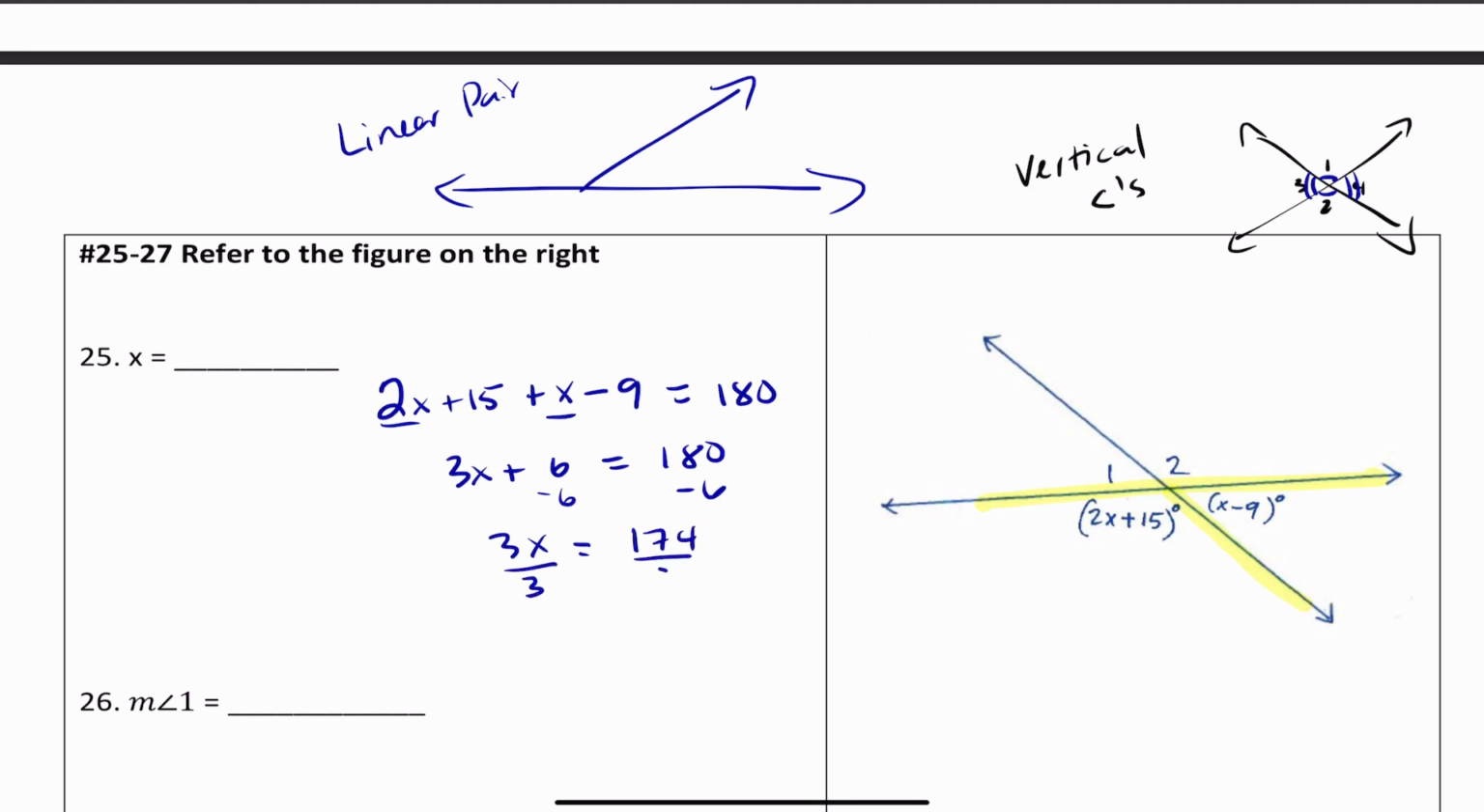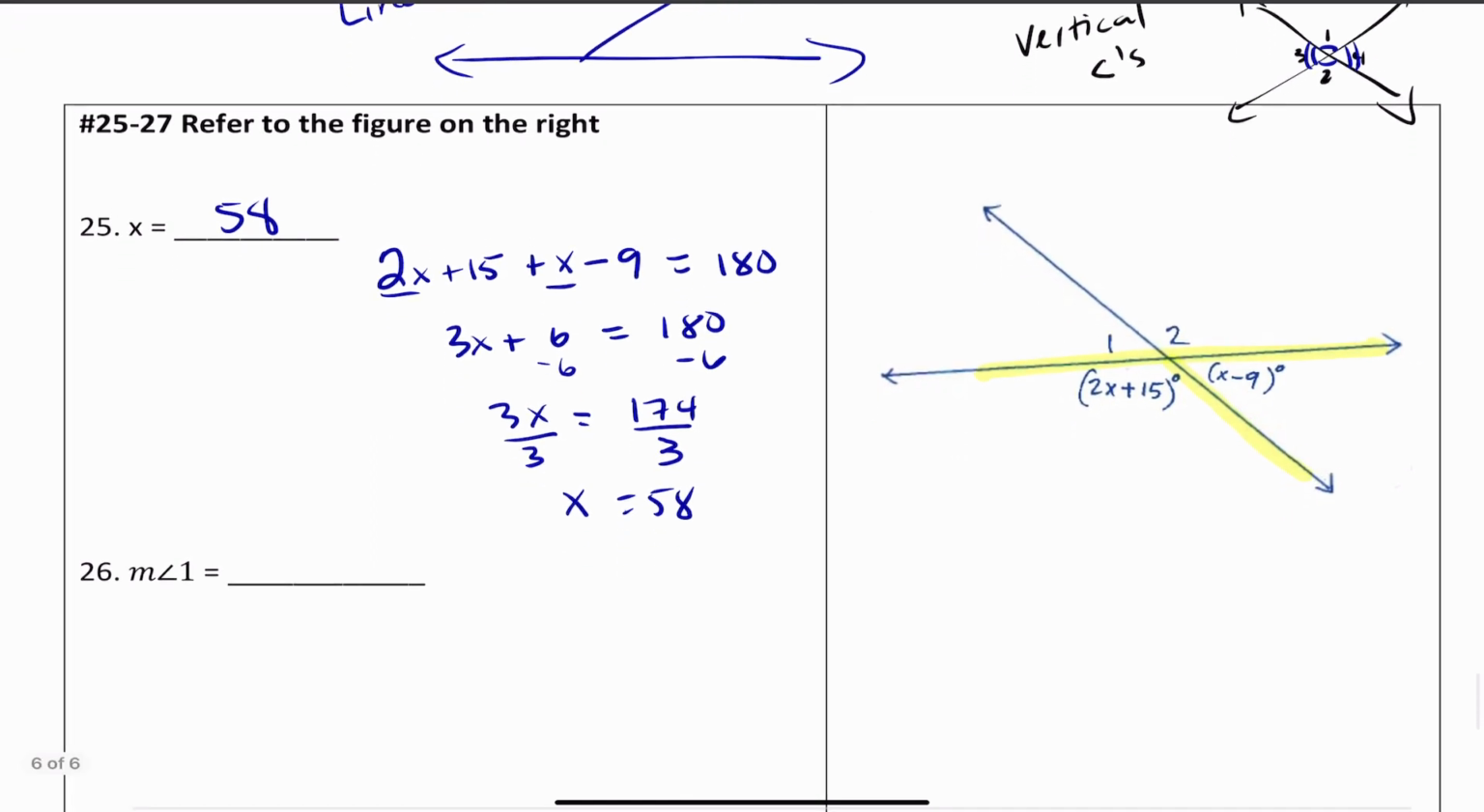So I'm going to divide both sides by 3. So x is equal to 58. So that's 58 degrees. Okay? So I have that. Now, this is awesome because I have 58, right? So if x is 58, I can figure out these two angles here.